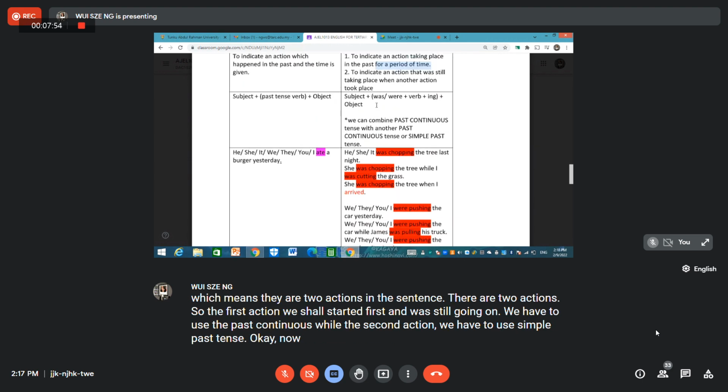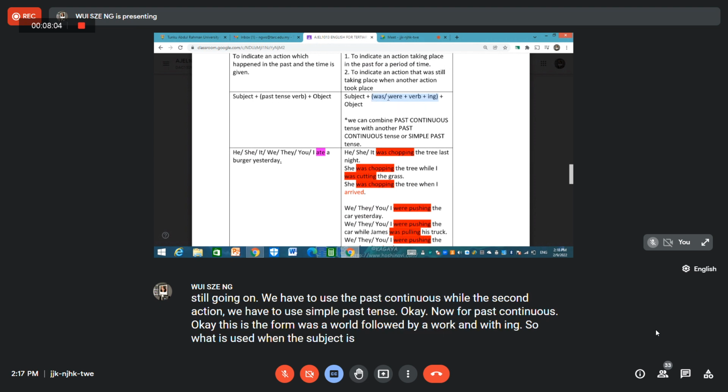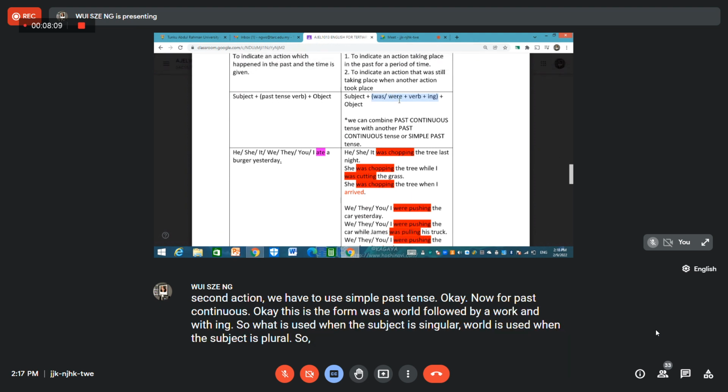Now for past continuous, this is the form. Was or were followed by a verb with ing. So was is used when the subject is singular. Were is used when the subject is plural. So was or were followed by a verb with ing.